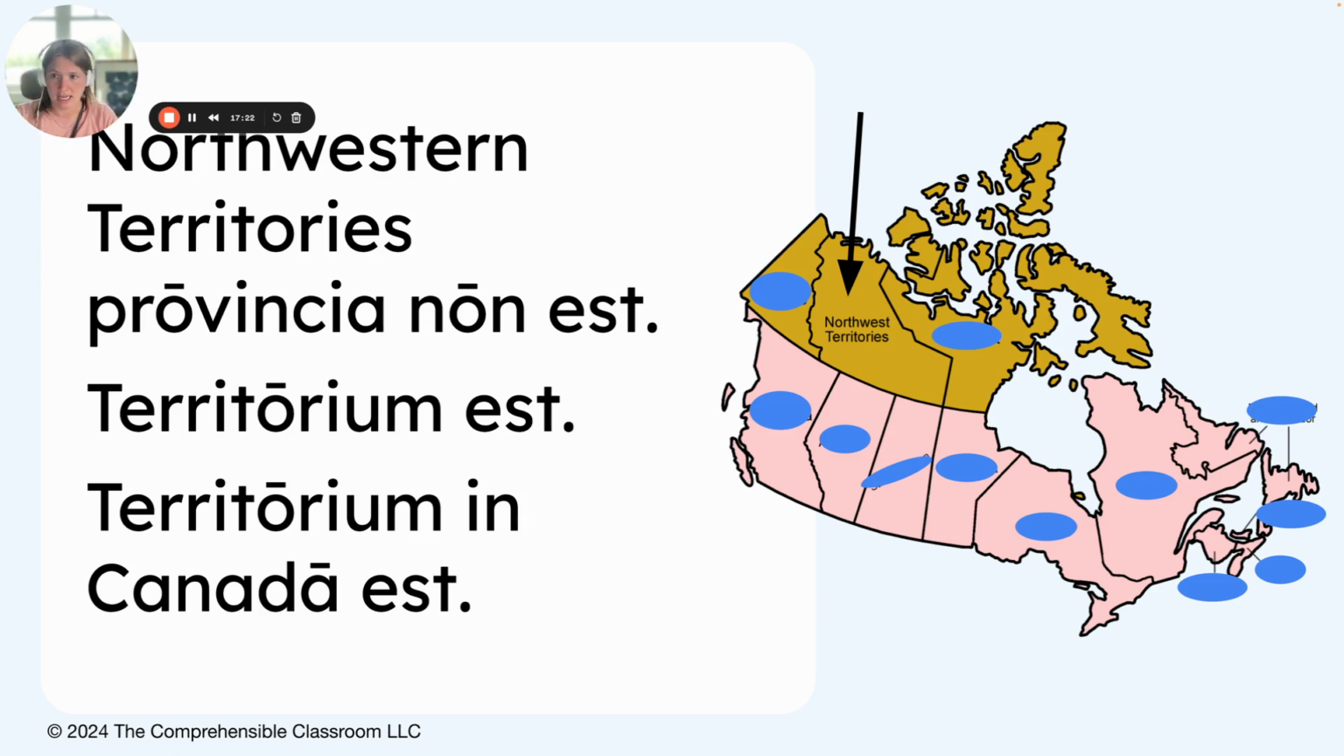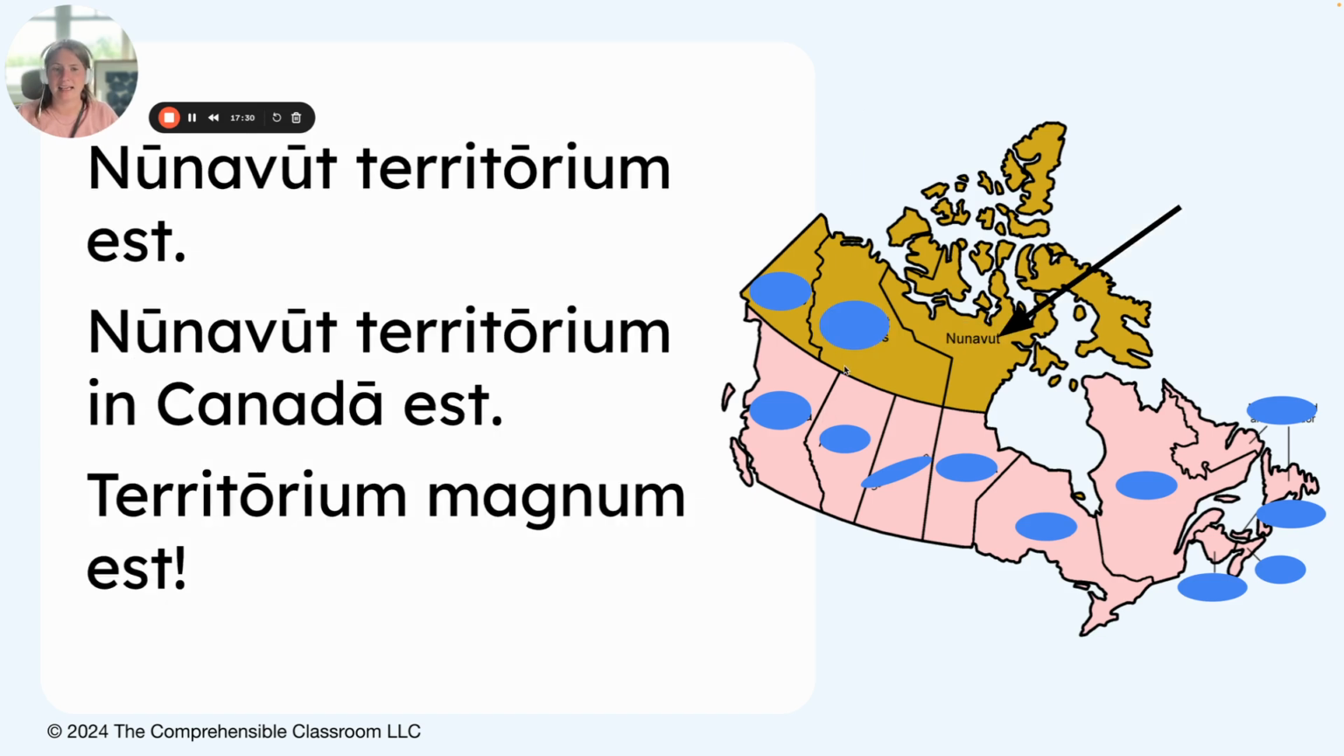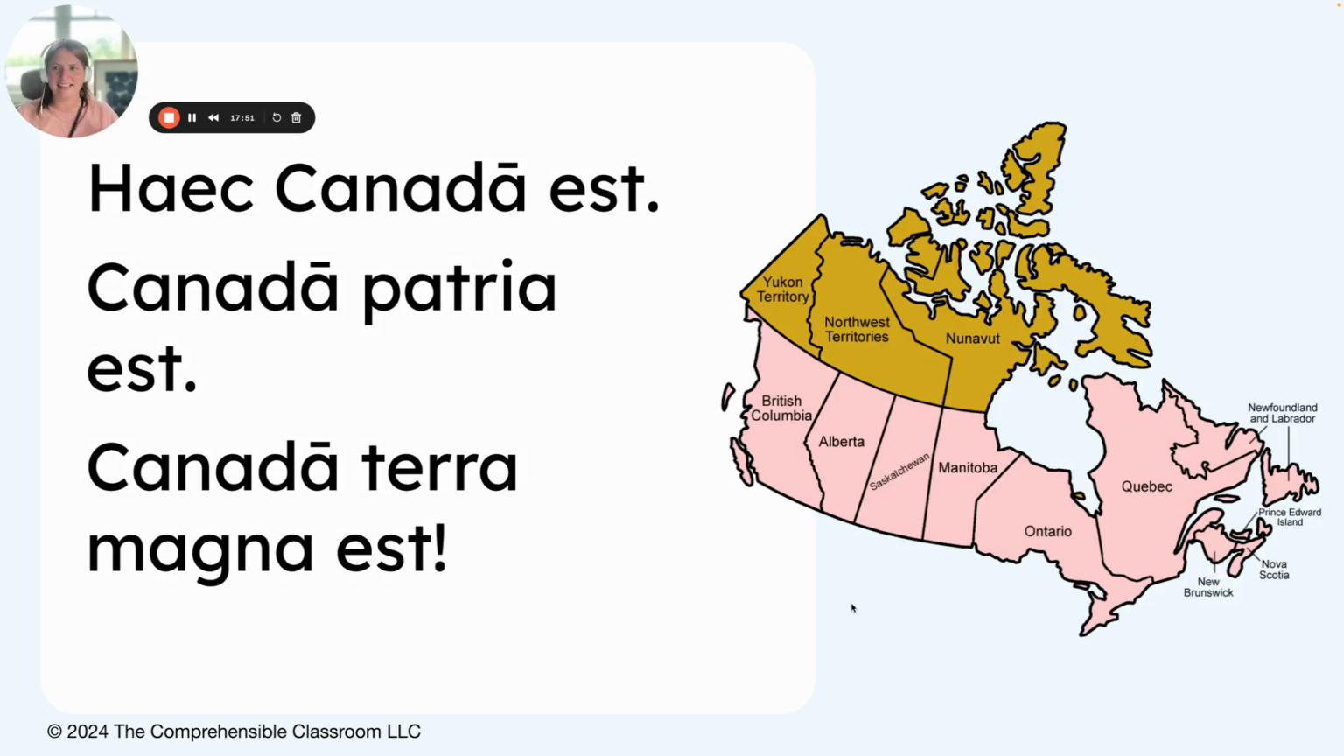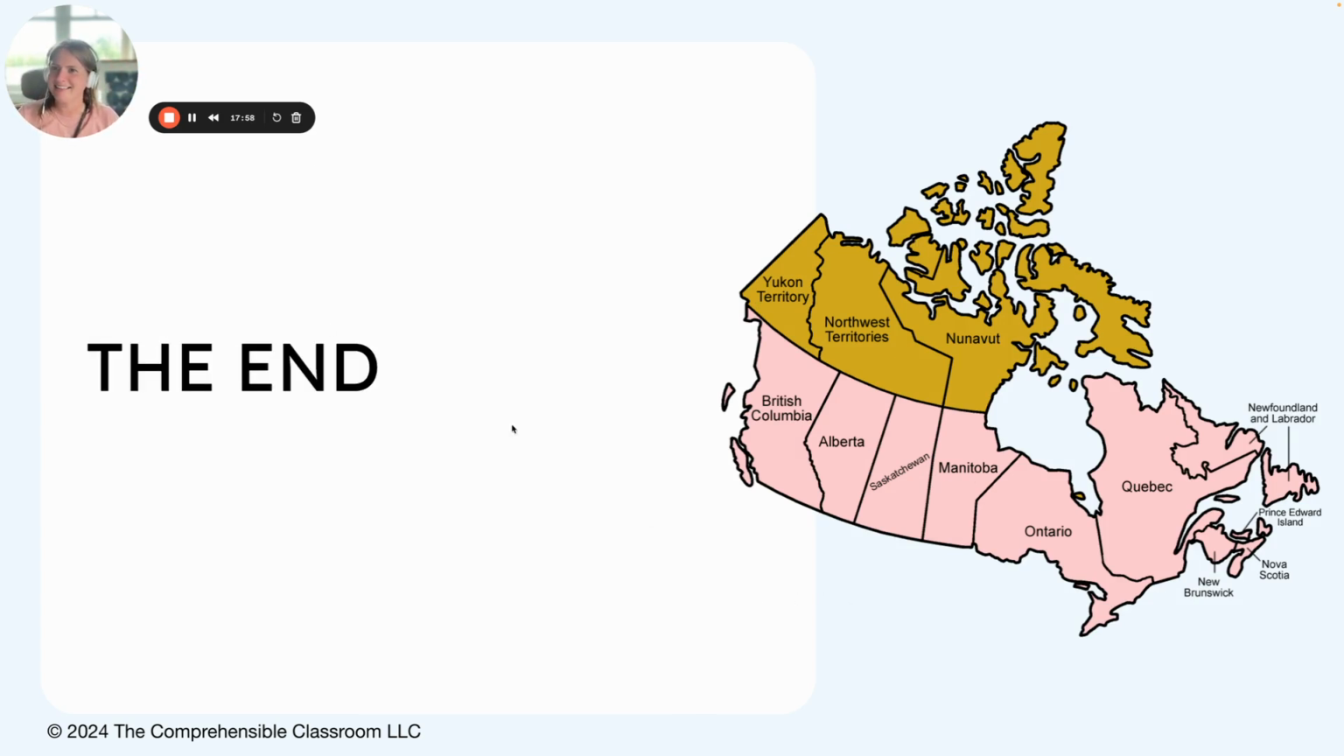Yukon, provincia non est. Northwest Territories, provincia non est. Territorium est. Territorium in Canada est. Nunavut territorium est. Nunavut territorium in Canada est. Territorium magnum est. Haec Canada est. Canada patria est. Canada terra magna est. The end. See you next time.